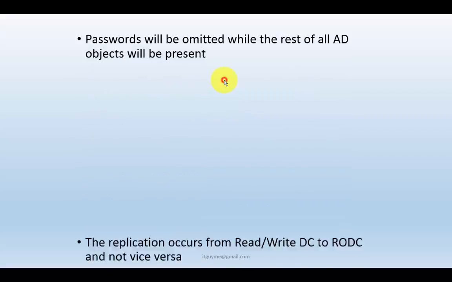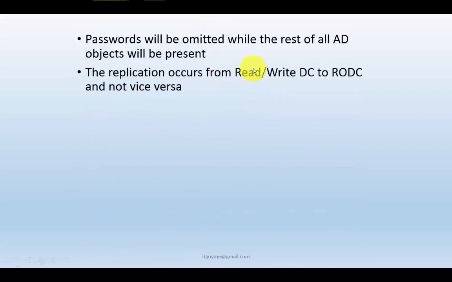Is GC replicated as well? GC always replicates, across the forest. Even if you have an RODC domain, GCs always replicate with other GCs. Passwords will be omitted while the rest of all AD objects will be present. This is the default configuration.